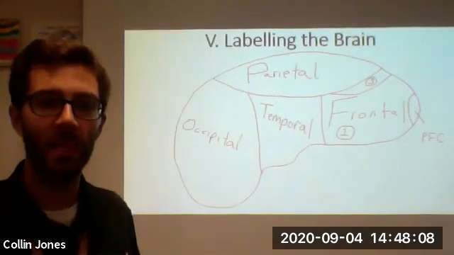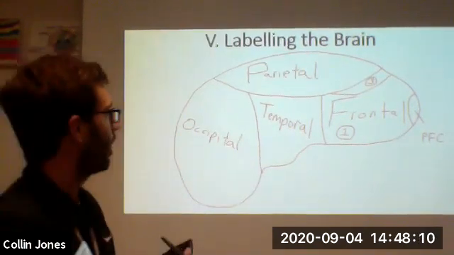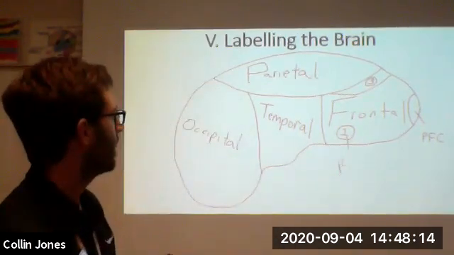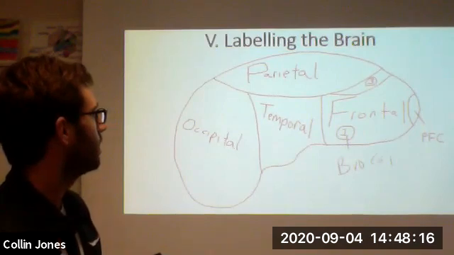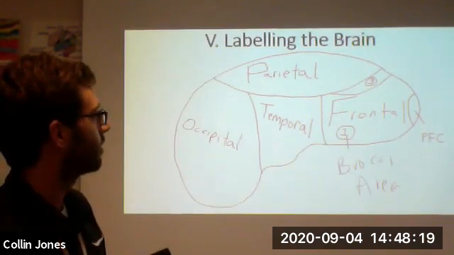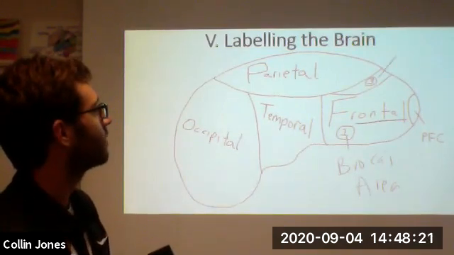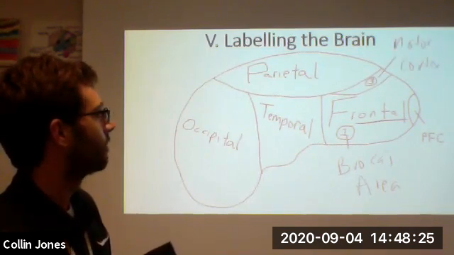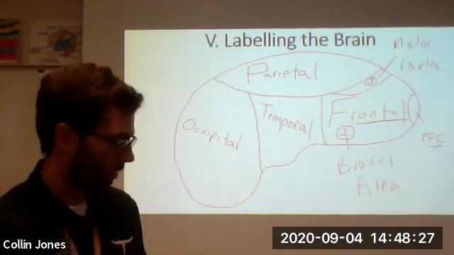Okay, so make sure you're updating your drawing as we go. So number one, this is Broca's area. Okay. Number two, which is the frontal lobe in general. And then number three, this is the motor cortex. Okay. And then the prefrontal cortex in charge of your morals.